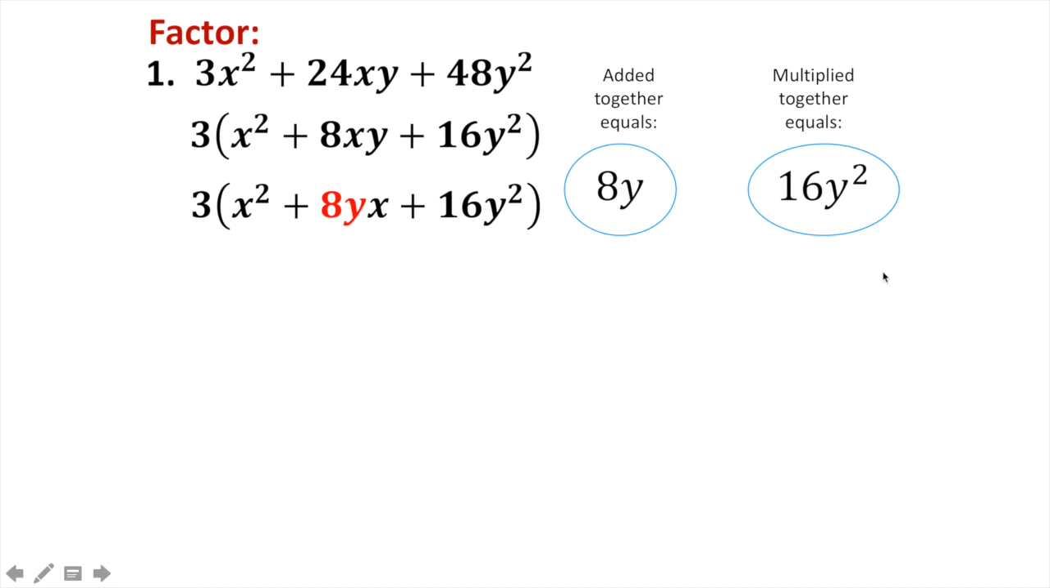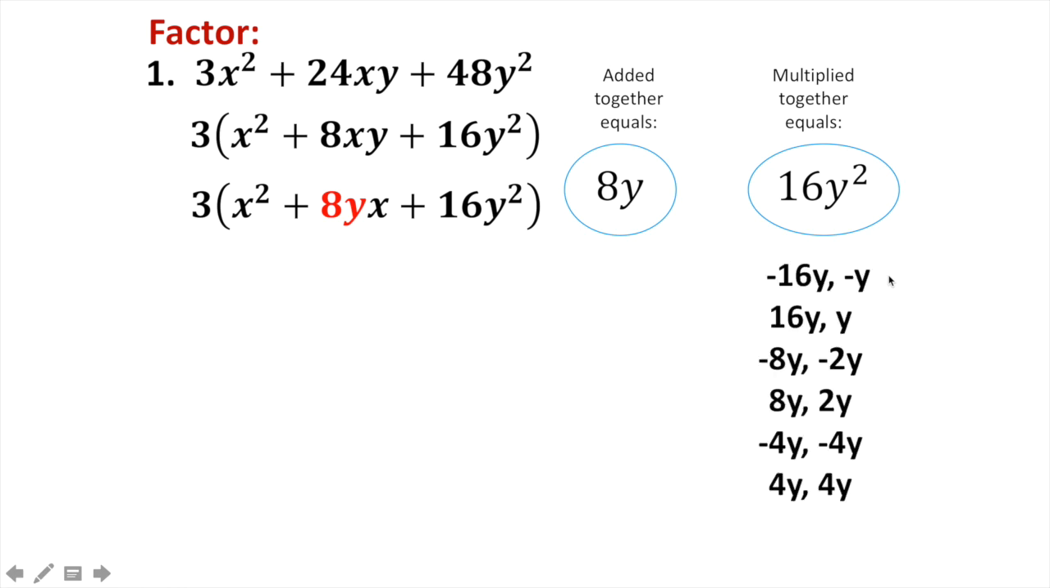So I go through and list all of my pairs of things that will multiply together to give me 16y squared. Negative 16y and negative y, 16y times y, negative 8y, and I list all of those. And I look at these and ask, which one of these will add together to give me 8y? That one will give me a negative 8y, so it has to be 4y times 4y. Okay, so those are my two factors.